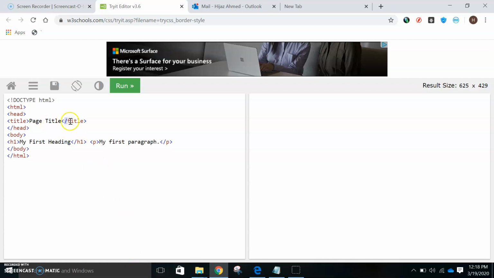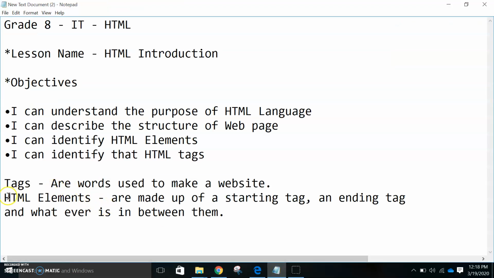Does everyone see this slash? If there is a slash to a tag, that means this is called a closing tag. This is called a closing tag, and this is called a starting tag. So an element is, if you read again with me, HTML elements are made up of a starting tag, an ending tag, and whatever is in between.